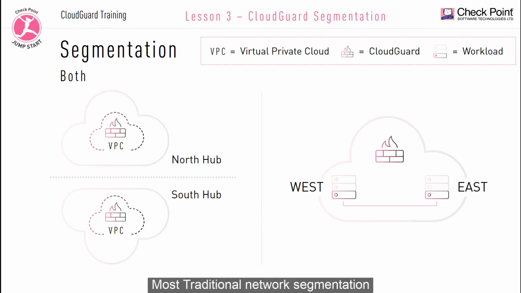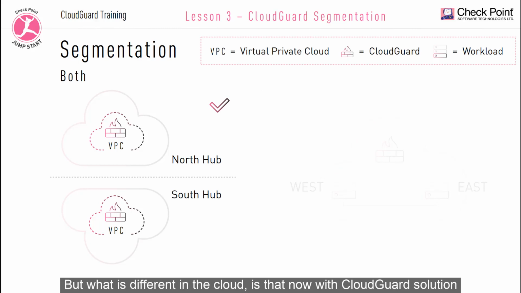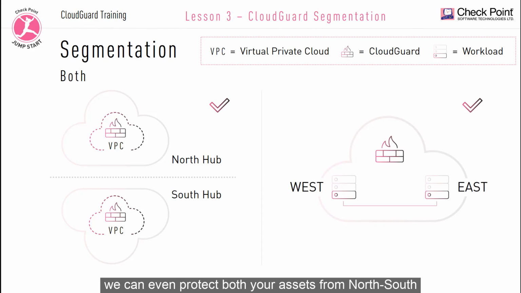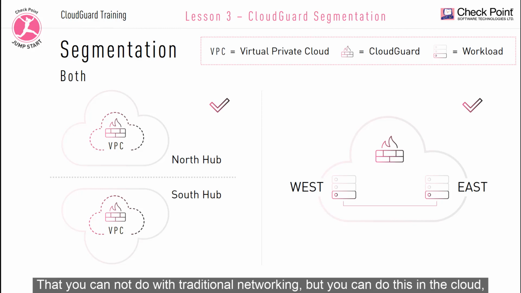Most traditional network segmentation protects your assets from the north-south perimeters, meaning ingress and egress traffic. But what is different in the cloud is that now, with CloudGuard solutions, we can protect your assets from both north-south and east-west perimeters. East-west segmentation is an additional security solution that adds an additional layer of protection into your network that you cannot do with traditional networking. But you can do this in the cloud by taking advantage of some very creative routing, which we will discuss shortly.